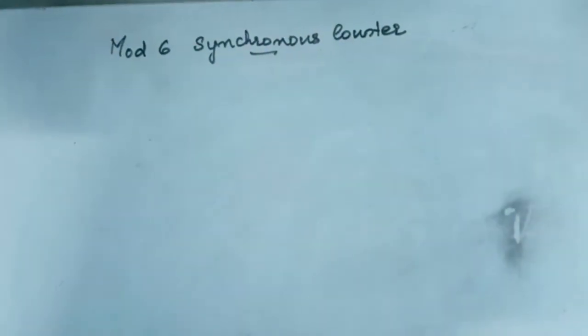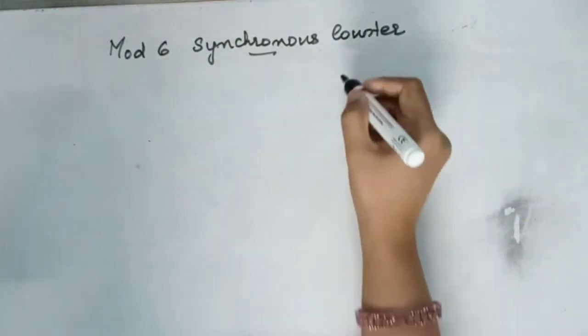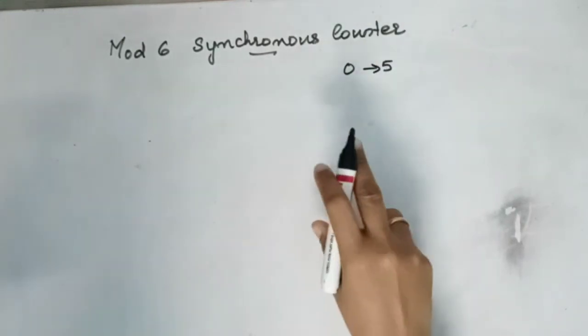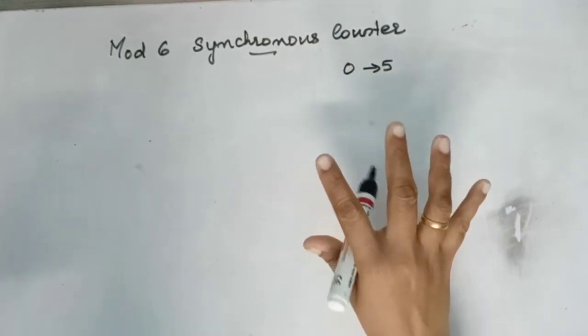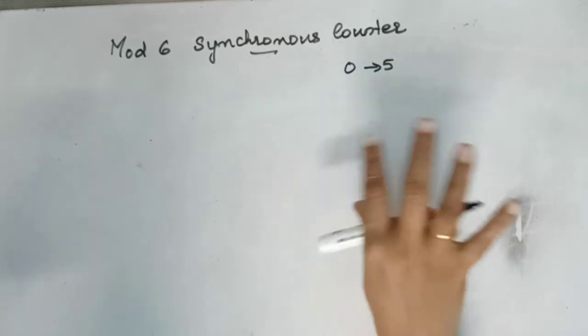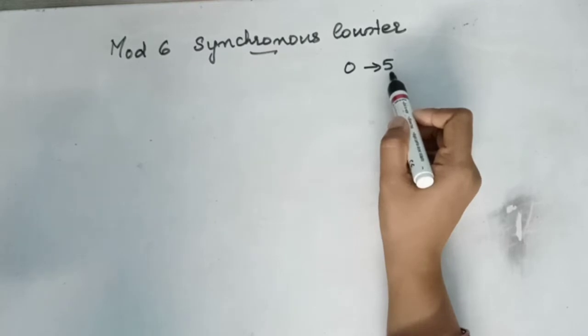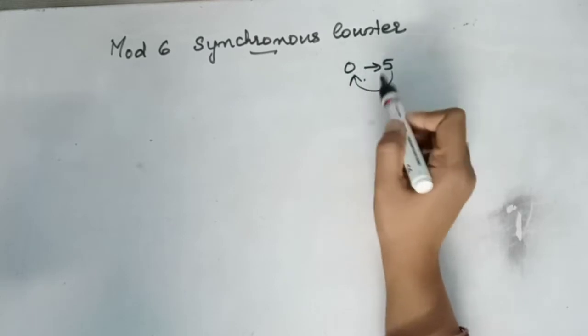Mode 6 synchronous counter. So we know that in mode 6 counter, like in the case of asynchronous counter, mode 6 synchronous counter also counts from 0 to 5. So 0 to 5 means there are 6 states, that is 0, 1, 2, 3, 4, 5. So there are 6 states. So the last number that it will count will be 101. After 5 it will again repeat to 0 and this will continue.